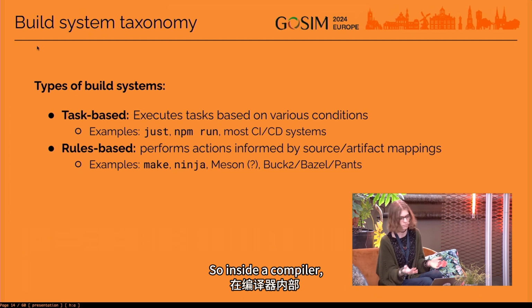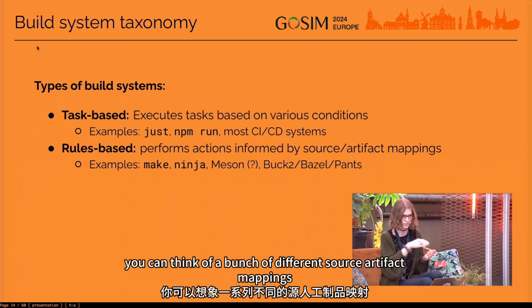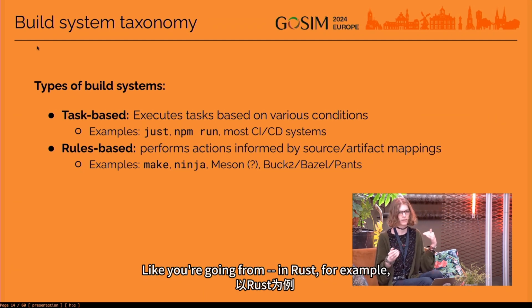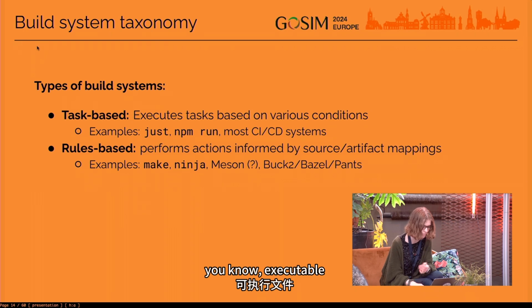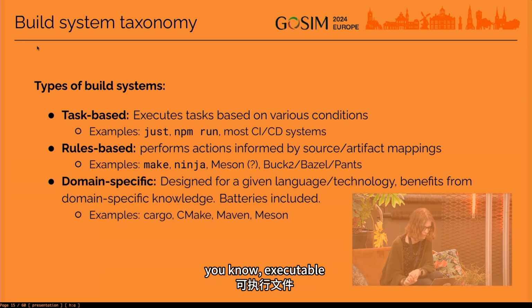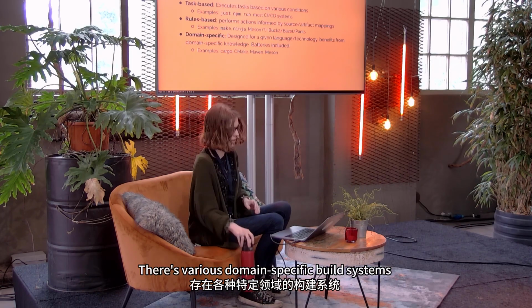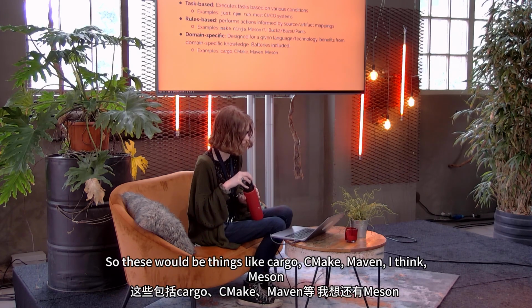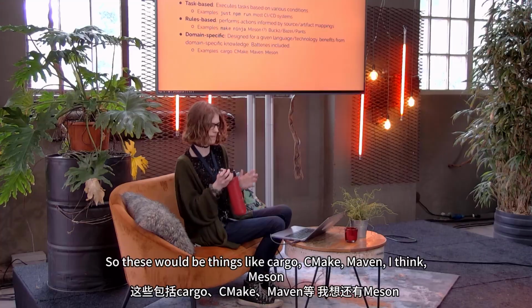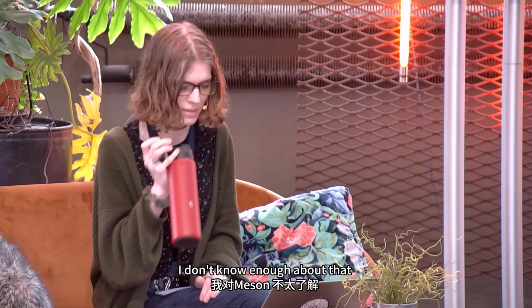So inside a compiler, you could even think of a bunch of different source artifact mappings. Like in Rust, for example, you'd be going from just Rust code down to eventually MIR, and then LLVM, and then executable. There's various domain-specific build systems. So these would be things like Cargo, CMake, Maven, I think Meson. I don't know enough about that.